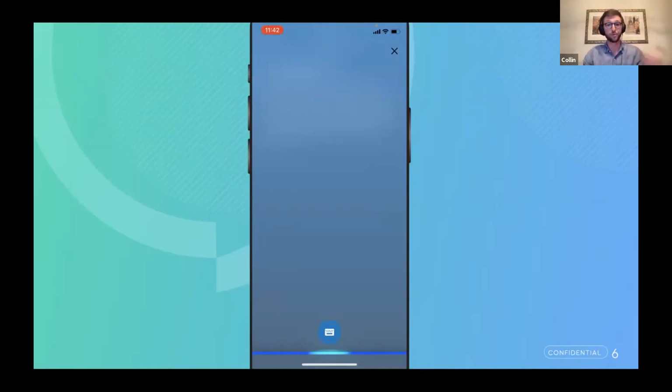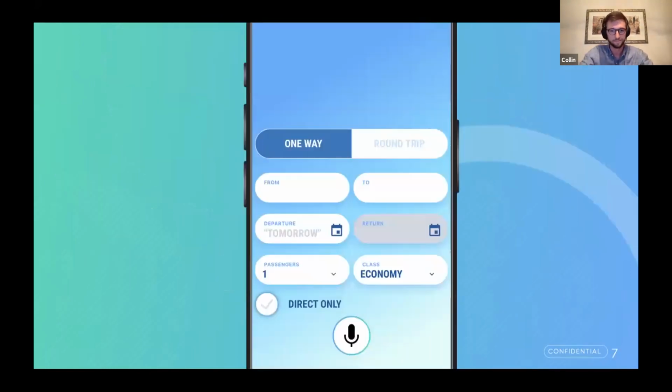And disregard that you can't actually book a ticket using this experience, but it took over 30 seconds to get to that point in the first place. Now, again, let's look at the same task being accomplished in a mobile site using Speechly.